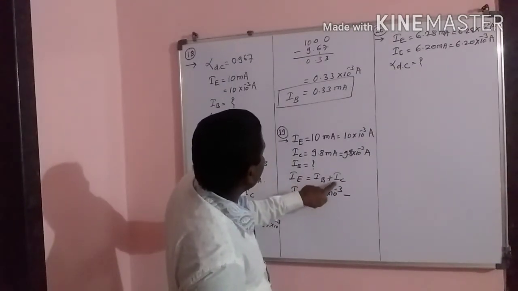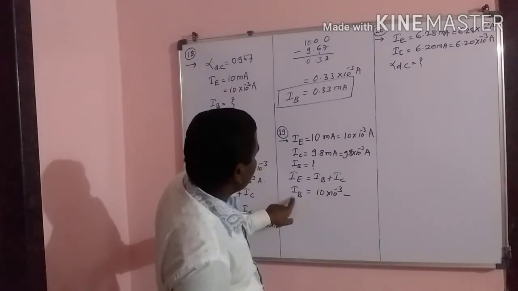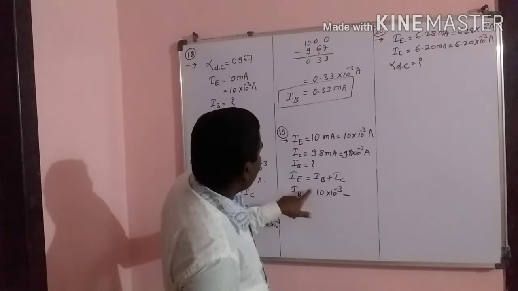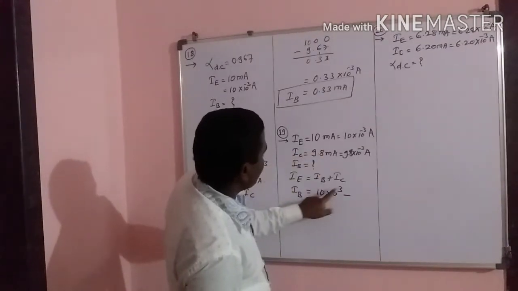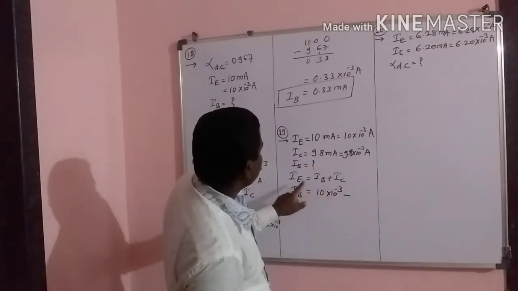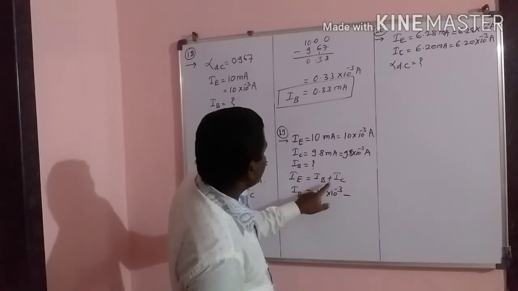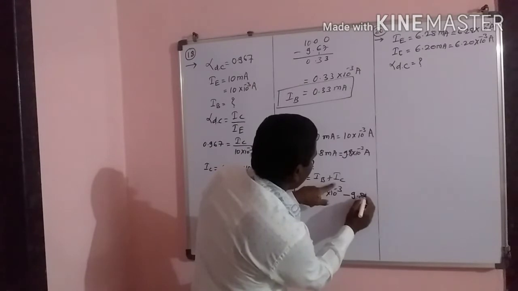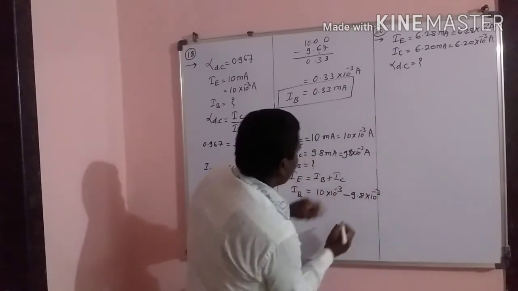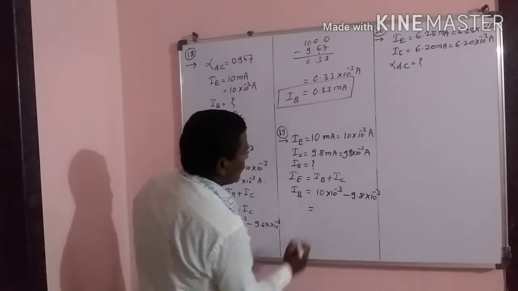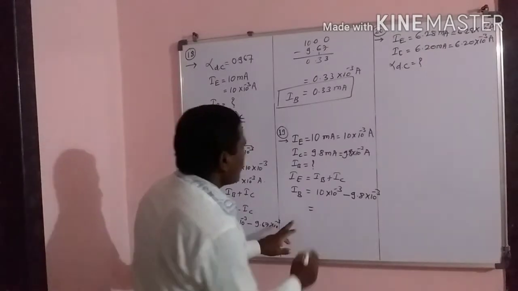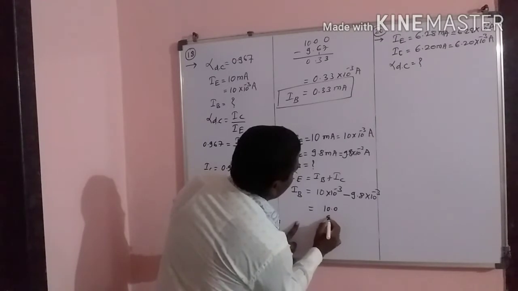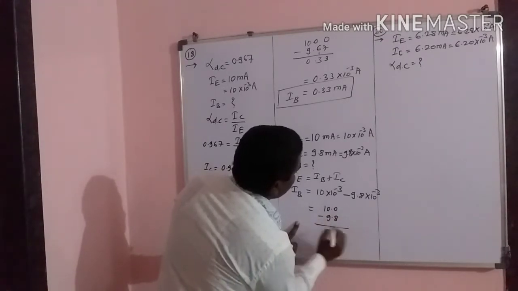IE is equal to IB plus IC. We should find out IB. IB is equal to IE minus IC. IE is 10 into 10 to the power minus 3, and IC is 9.8 into 10 to the power minus 3. From that, we take the subtraction: 10.0 minus 9.8.